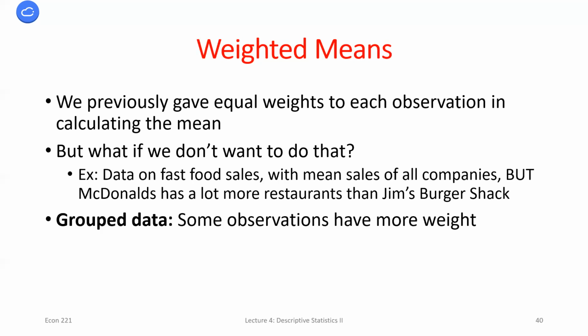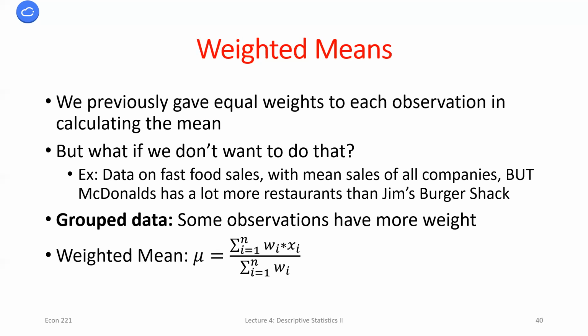The other example I used to use is, if you wanted to find average fast food sales, but you only had it by company, you wouldn't want to treat Jim's Burger Shack the same as McDonald's. McDonald's would represent a way higher number of stores than a local establishment. So when we have group data, we're going to have to calculate a weighted mean.